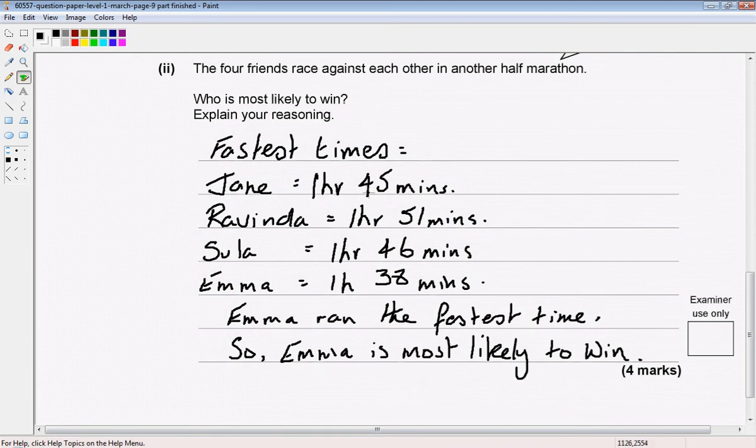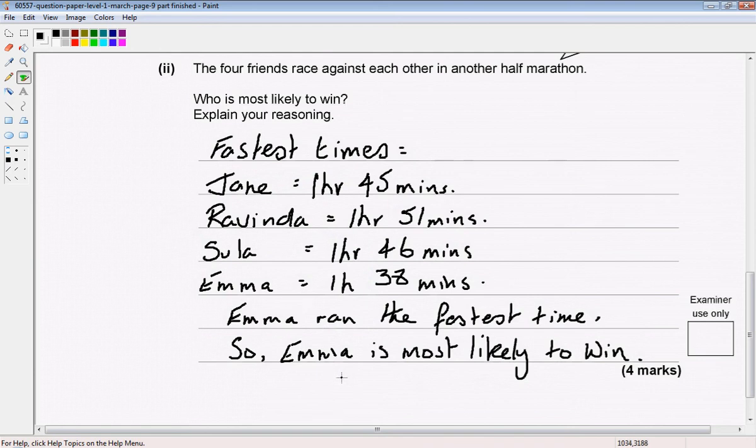And that will be the answer. We've justified it by showing all the times. There are no calculations to show, but we've shown the times and we've drawn a conclusion which makes sense, and that's as much as they want.